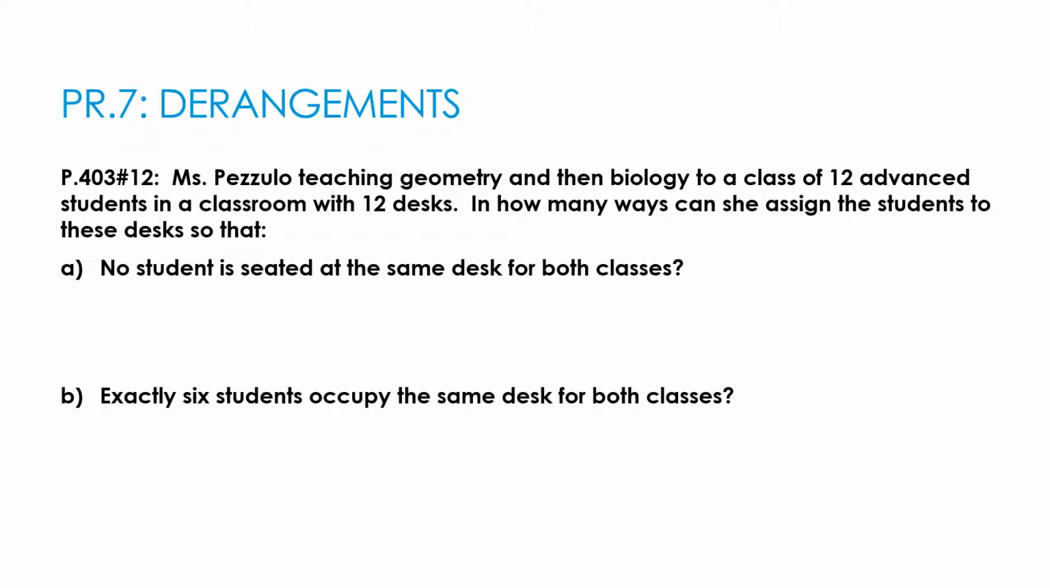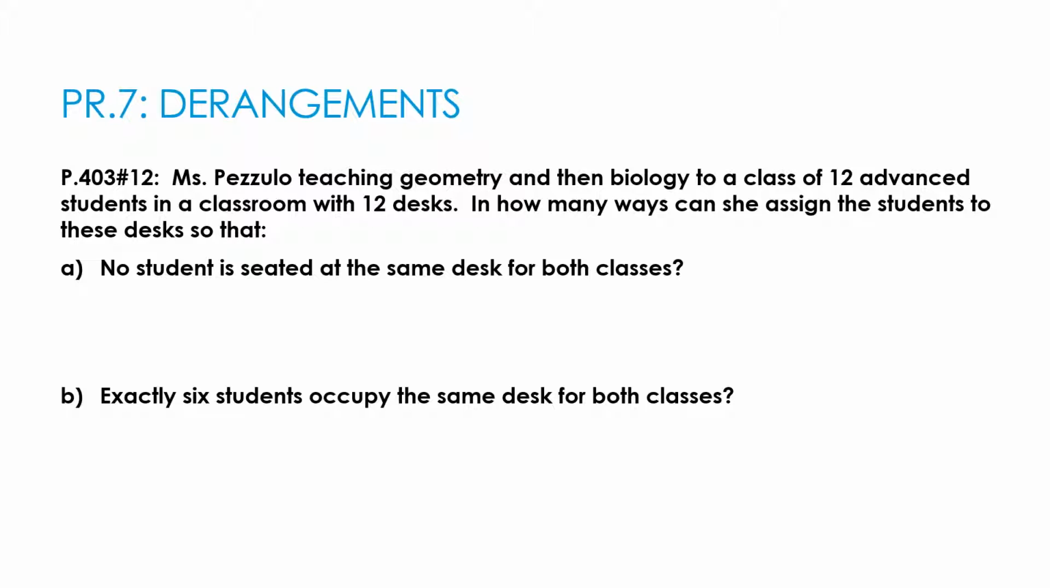Last question for you to try, which is number 12 in your textbook in section 8.3. Miss Pizzullo is teaching geometry and then biology to a class of 12 advanced students in a classroom with 12 desks. In how many ways can she assign the students to those desks so that A, no student is seated in the same desk for both classes, or B, exactly 6 occupy the same desk for both classes? So let's start with the easier one, and again, feel free to pause and try these questions first. I encourage you to do so.